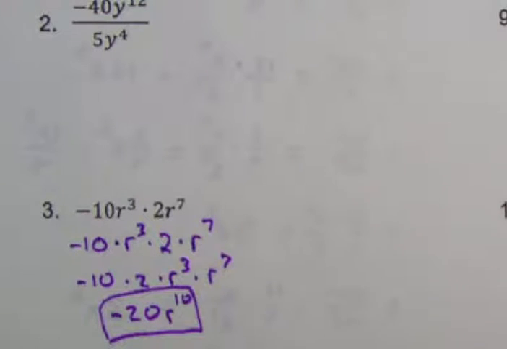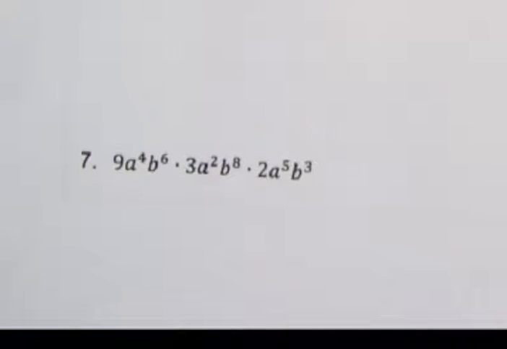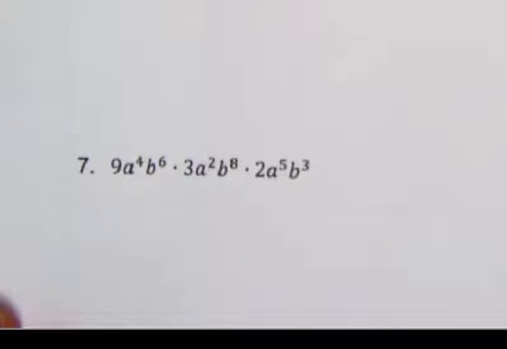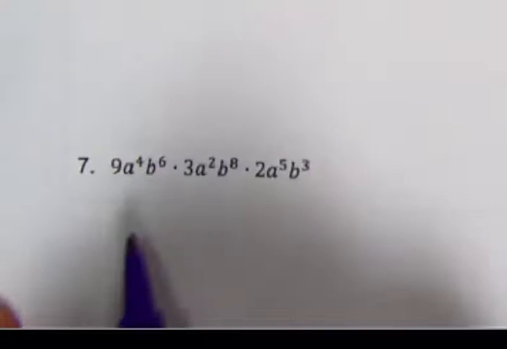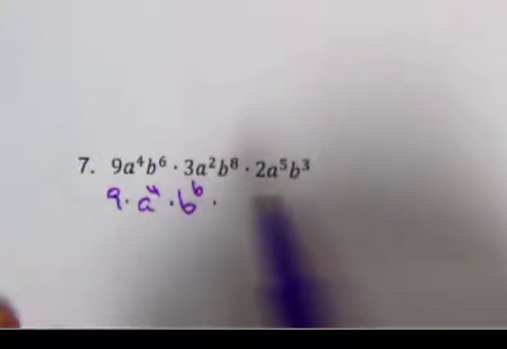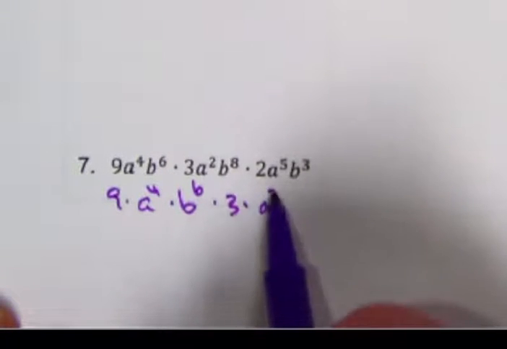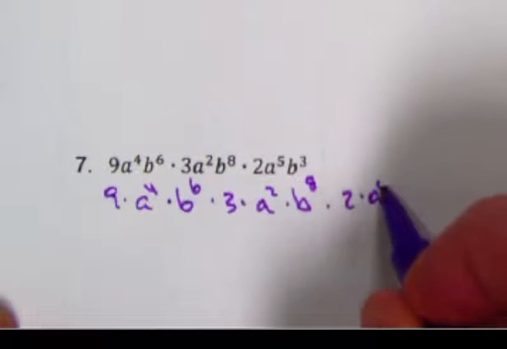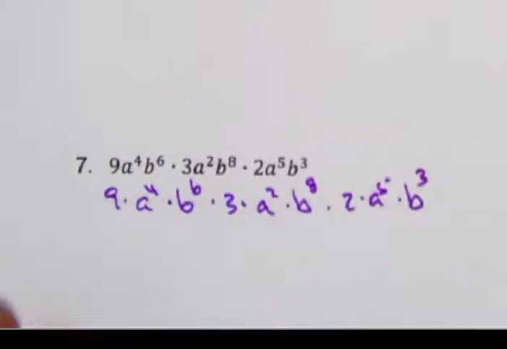Next, let's go down to number 7. Number 7 is really the same idea as number 12, just has 3 terms instead of 2, but it doesn't change the way we think about it. This is 9 times a to the 4th times b to the 6th times 3 times a squared times b to the 8th times 2 times a to the 5th times b to the 3rd.